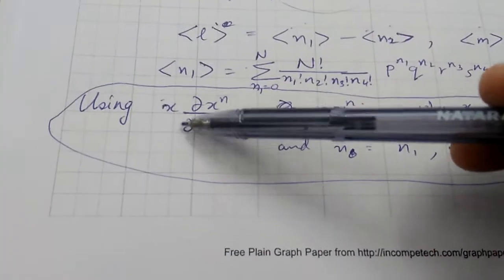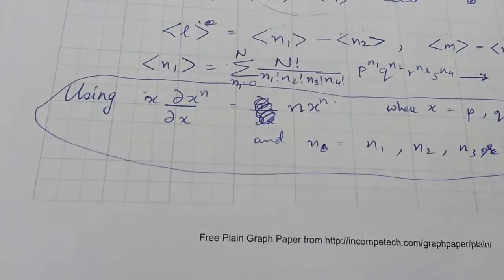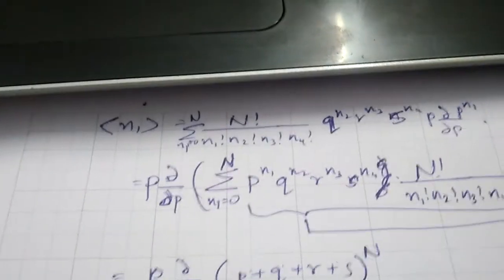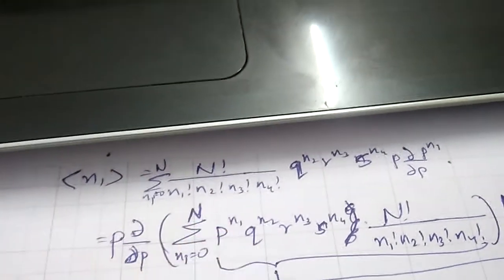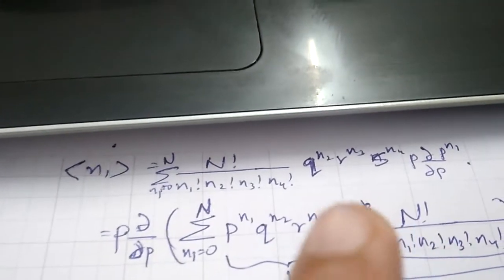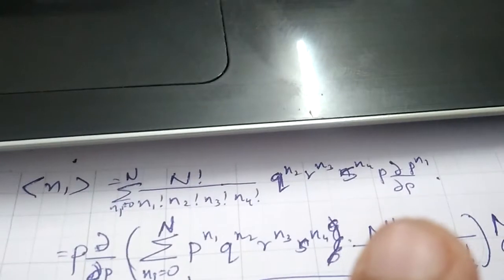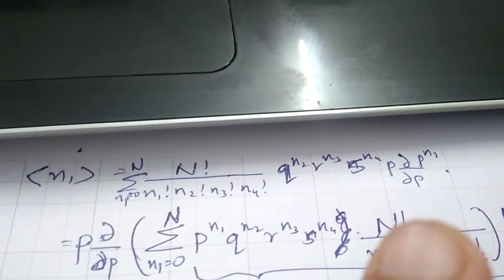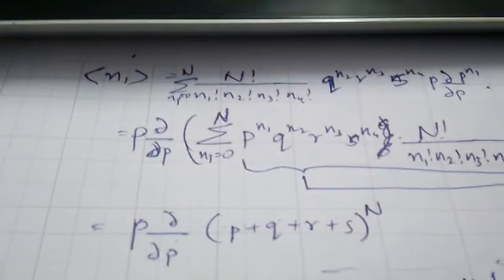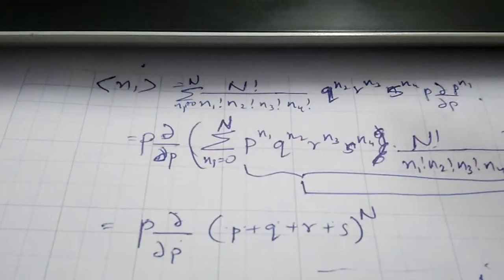Using this observation, we can say that n1 average equals n factorial by whatever this is times q raised to n2 times r raised to n3 times s raised to n4 times p times del p raised to n1 by del p. You can now, as usual, you know the drill, right?